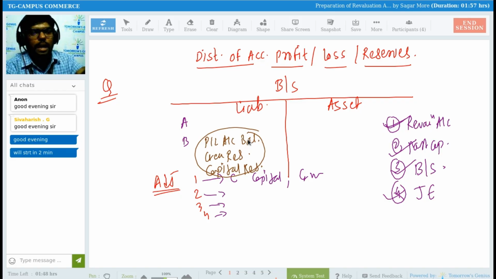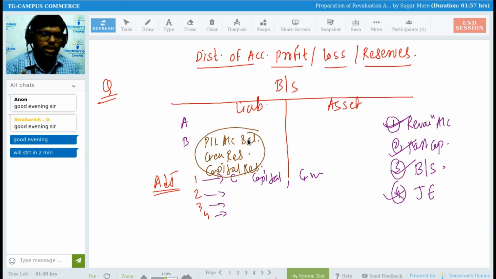Out of that profit, we are going to set aside some portion of the profit. So this balance sheet is given to me before admission of a new partner, and in that balance sheet, the profit and loss account balance is given, the general reserve balance is given, and the capital reserve balance is given.